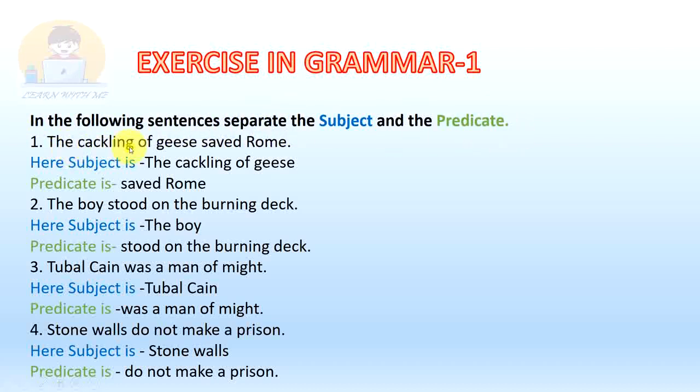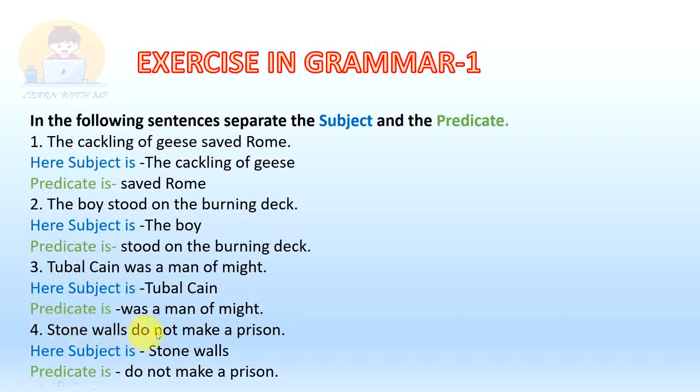1. The cackling of geese saved Rome. Here subject is the cackling of geese. Predicate is saved Rome. 2. The boy stood on the burning deck. Here subject is the boy. Predicate is stood on the burning deck. 3. Tubal-Cain was a man of might. Here subject is Tubal-Cain. Predicate is was a man of might.